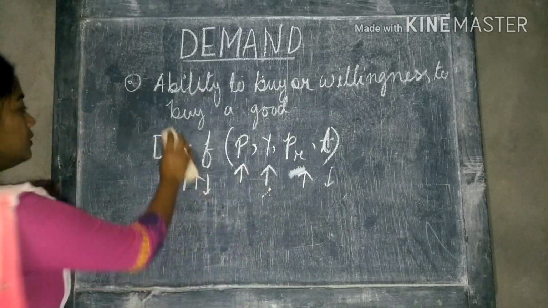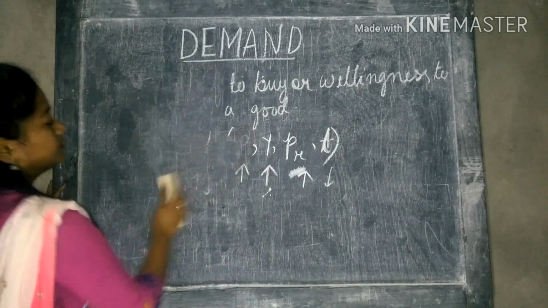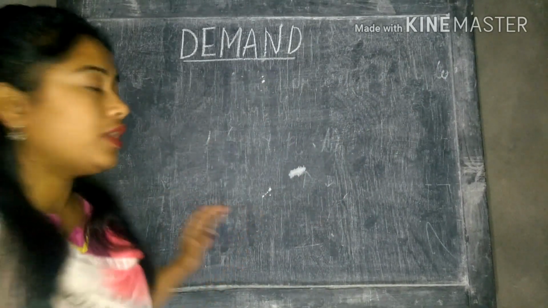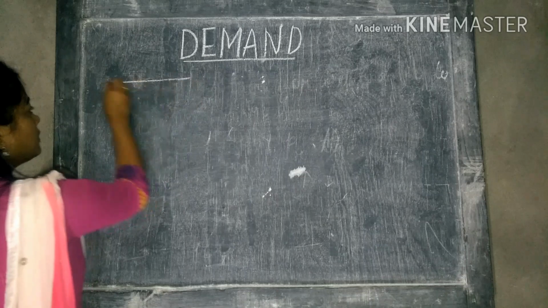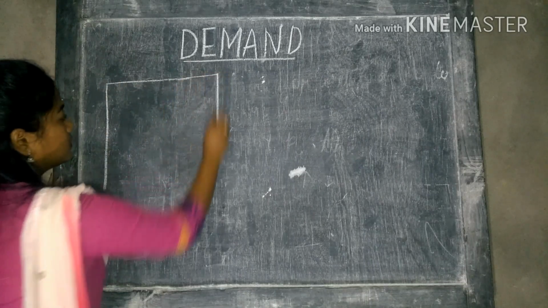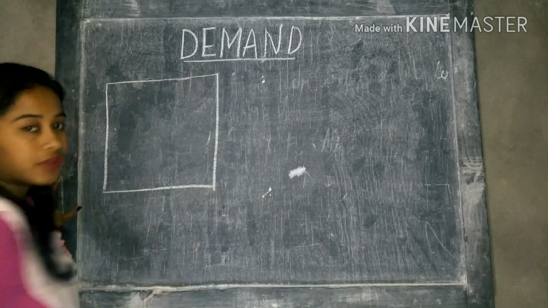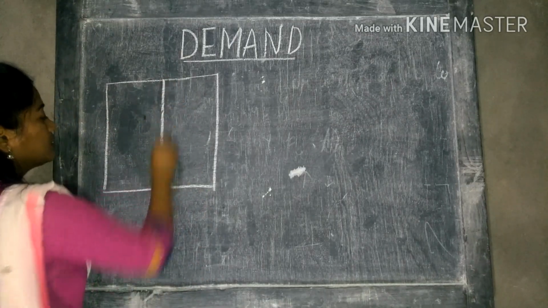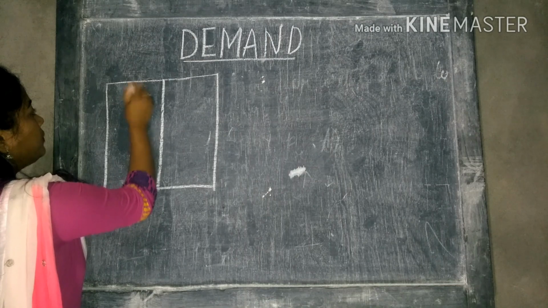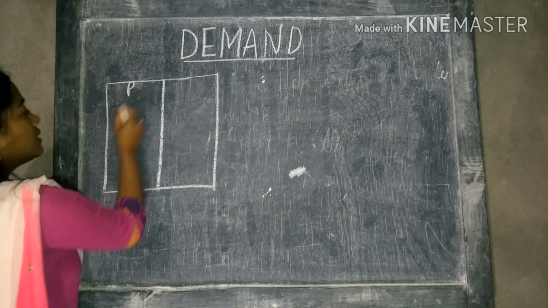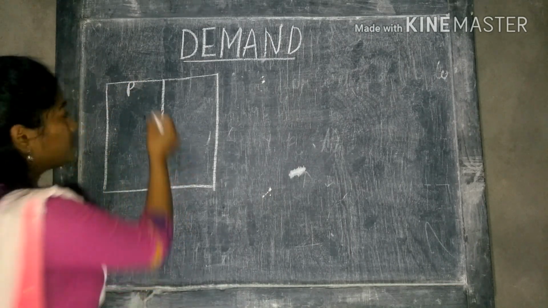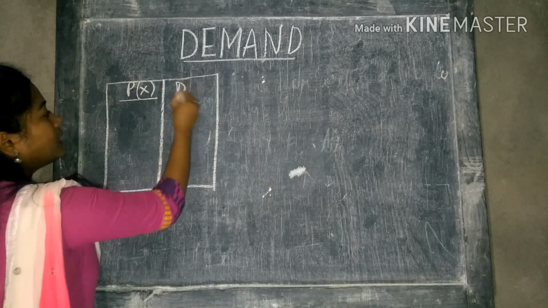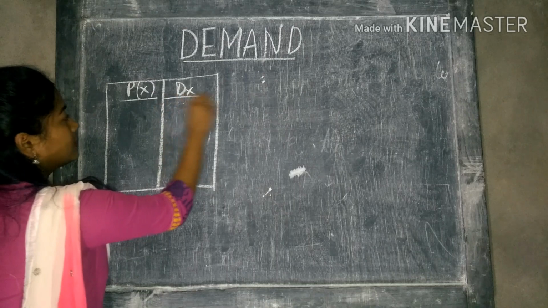So from these factors we can draw a figure. First of all, we can draw a chart. Okay, here we will take two variables. One is the price of a commodity. Suppose the commodity is X, price of a commodity X, and demand for that commodity X.